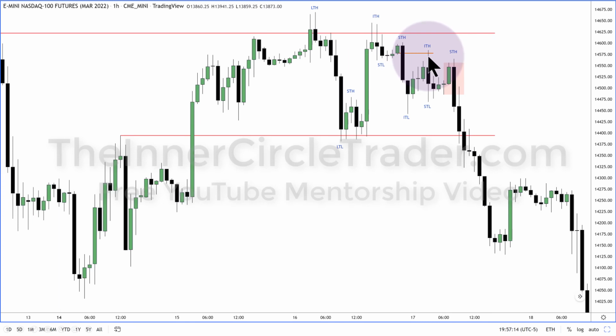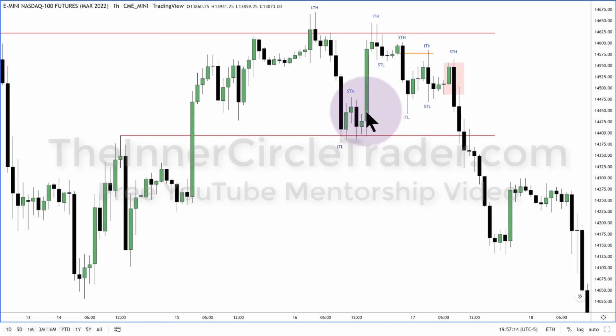This intermediate-term low forms by rebalancing, but it has a higher short-term high here, but then the market trades over here off of this short-term low. It rallies up, but it fails. It fails in here. We're going to anticipate that failure.